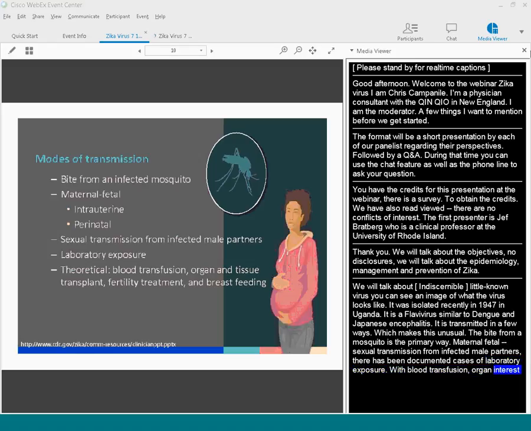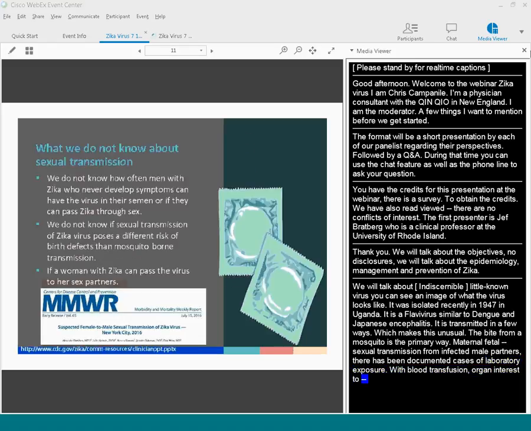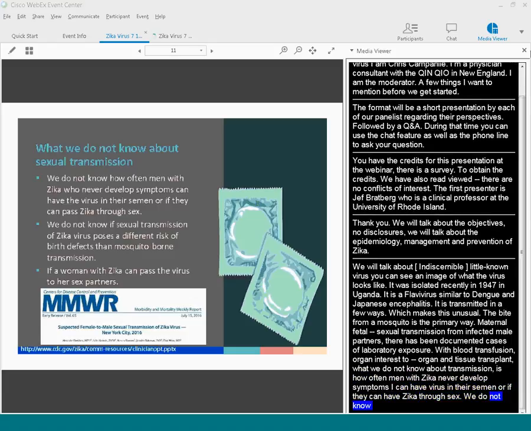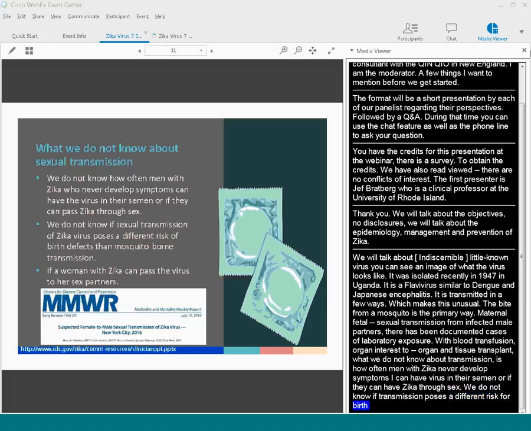What we don't know about transmission is how often men with Zika never develop symptoms, can have virus in their semen, or if they can pass Zika through sex and for how long. We don't know if sexual transmission poses a different risk for birth defects in pregnant women than mosquito-borne transmission to women who are pregnant in areas of local transmission.